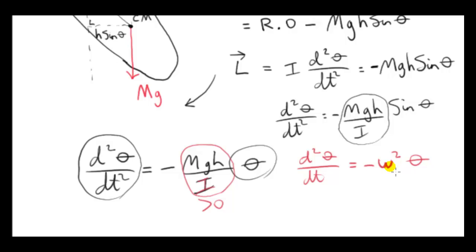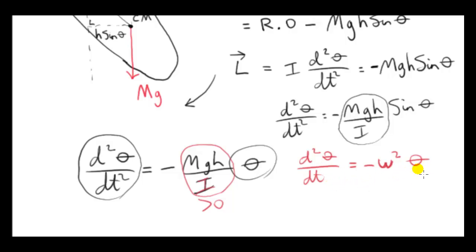So let's call that something omega squared. Again, this omega is not the angular speed. That's very important. I'm using the letter omega here in the context of simple harmonic motion. You see, the angular speed actually changes all the time for a compound pendulum, whereas omega here refers to a constant.